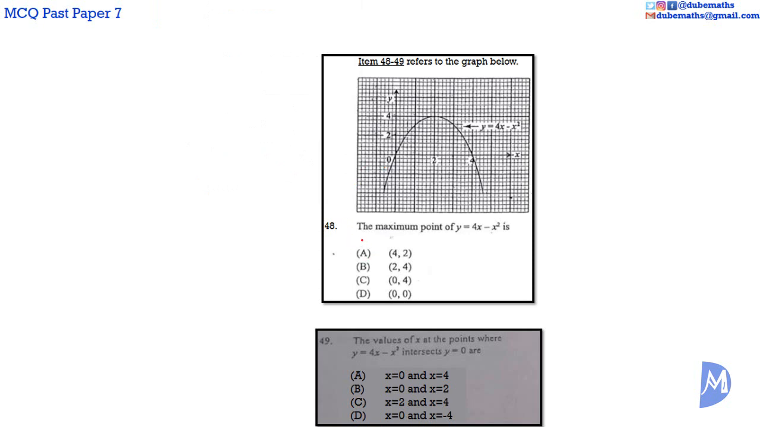Question 48. The maximum point of the curve y is equal to 4x minus x squared. The maximum point is here. This point is (2, 4). The answer is B.